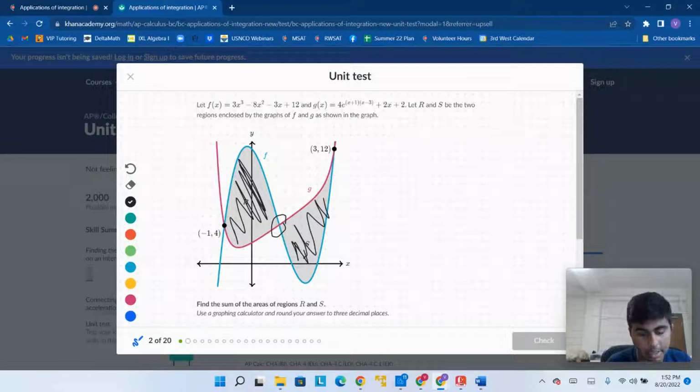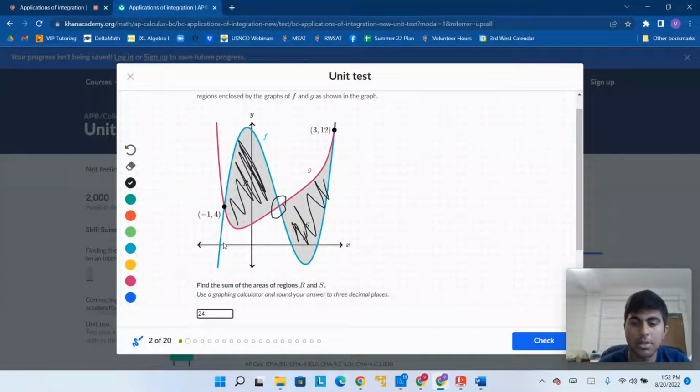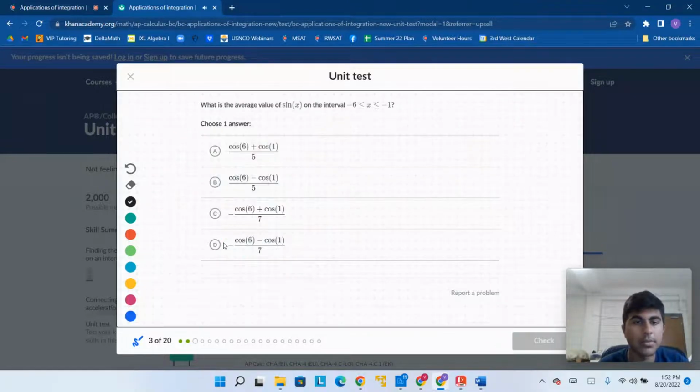And the answer that I get is 24. Right, 24. I don't know why they said round to 3 decimal places. I didn't get 3 decimal places. I just got 24. That's our answer. And we can keep going.